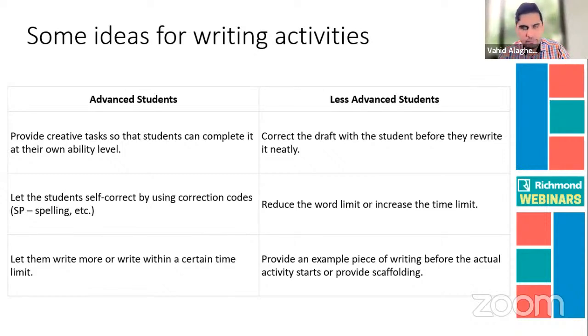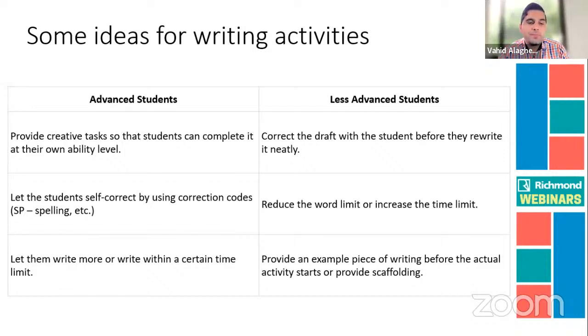And the last idea for writing activity is to provide an example piece of writing before the actual activity starts, or provide the scaffolding. When we want to present a new writing activity, it's necessary to support the students in their zone. That's why we call it scaffolding. When we provide them with special help and support, they can feel our existence as a teacher, as a supporter, so they can do the writing.